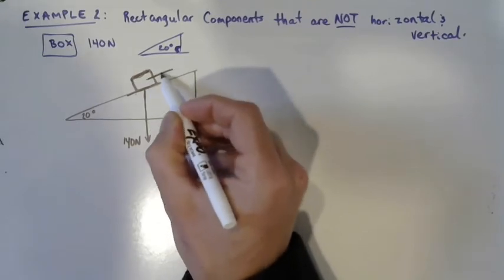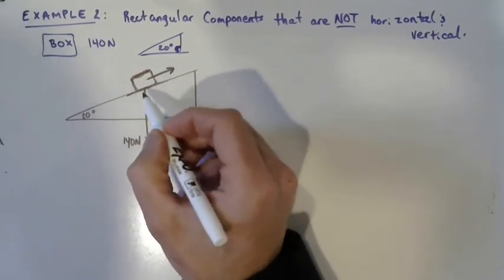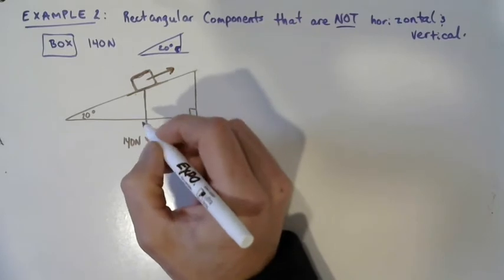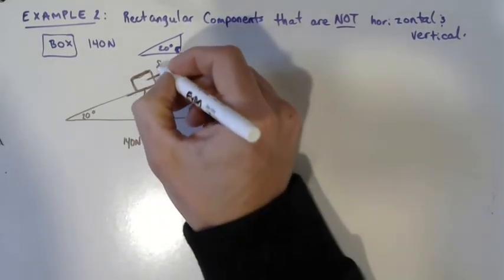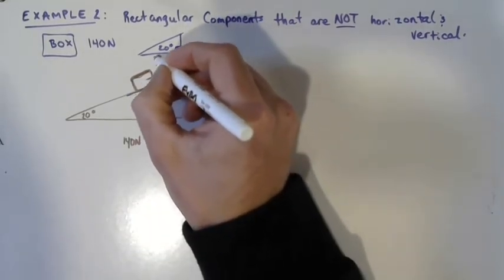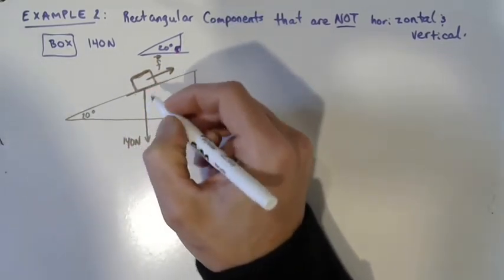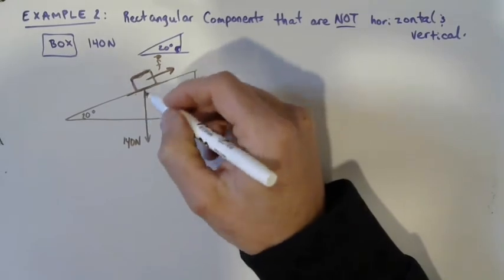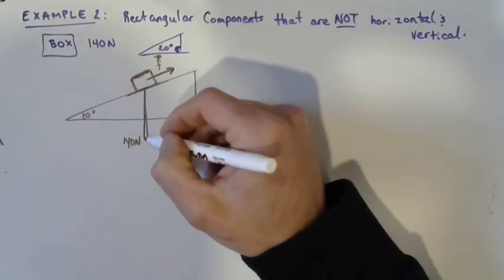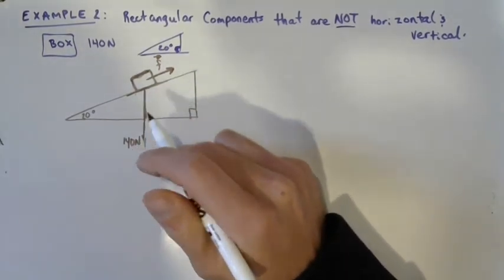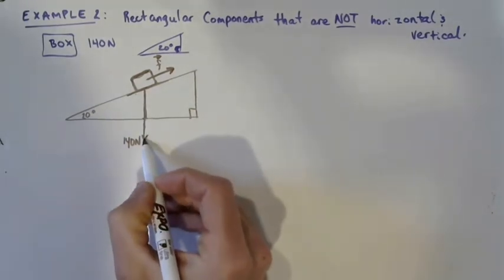Now friction acts parallel to the ramp, okay? So what do we have so far? We have the force of friction acting on this, and we have a force of weight pulling straight down. Could be a little bit more straight down. Okay.